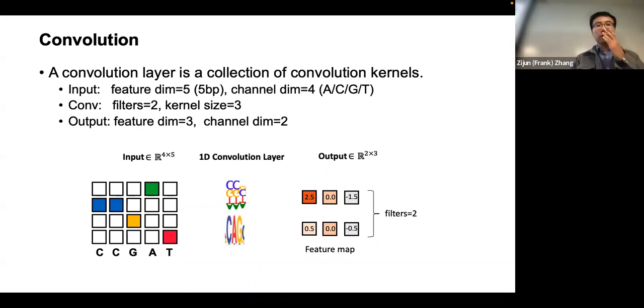Okay, and again, the reason why this is permutation invariant is because we are sliding this kernel sequentially along this spatial dimension. So if you also slide your input sequence, as long as their order is the same, it's always CCGAT. When you slide through this CCGAT, you are always going to get the same output.